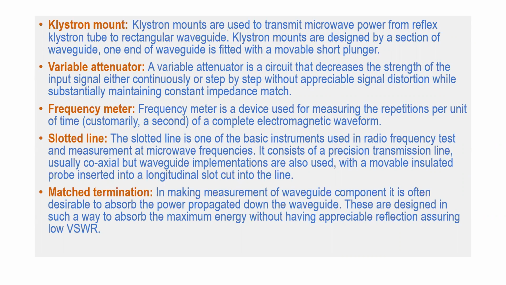Variable attenuator. A variable attenuator is a circuit that decreases the strength of the input signal either continuously or step by step without appreciable signal distortion while substantially maintaining a constant impedance match. So the variable attenuator keeps the impedance matched or fixed, and decreases the incoming signal power either by step or continuously. Majorly it is used to suppress the fluctuations coming in the power signal. Then comes the frequency meter.